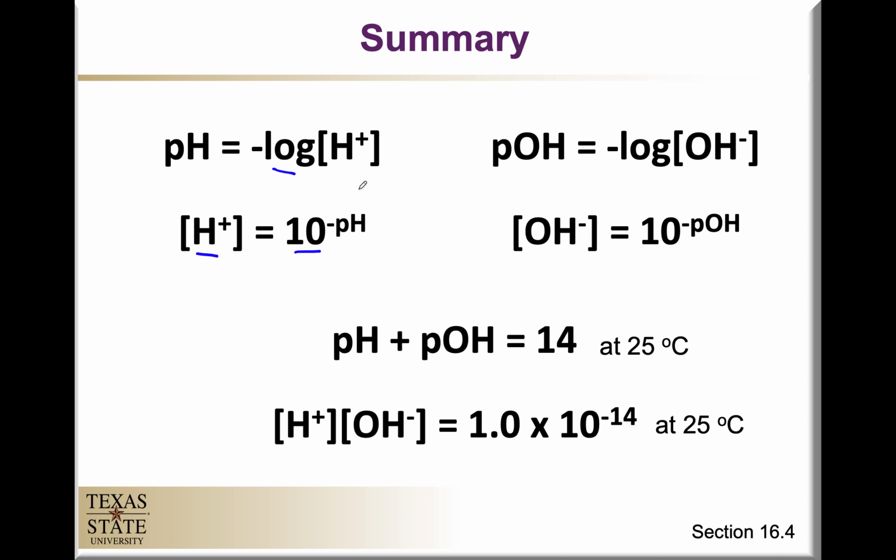On the other hand, we can apply that same equation for the hydroxide. So pOH is defined as the negative log of hydroxide ion concentration, and we could utilize the inverse equation in order to find the hydroxide ion concentration from the pOH. Similarly, we know that the sum of the pH plus the pOH is equal to 14 at 25 degrees Celsius, and that the Kw, which is equal to the product of the hydrogen ion concentration times the hydroxide ion concentration, is equal to 1 times 10 to the minus 14 at 25 degrees Celsius.